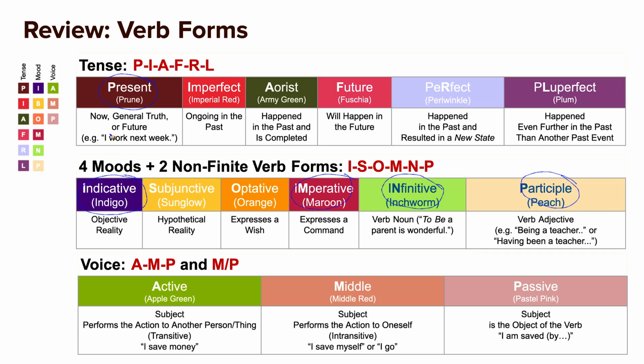So we have both tenses and moods, and I also put non-finite verb forms in here, as well as voice. Our tenses are present, imperfect, aorist, future, perfect, and pluperfect. And notice we had to use the R in perfect and the L in pluperfect because P had already been taken by present. So I like to remember this as P-I-A-F-R-L, 6 different tenses. Not all moods have all of these tenses, but the indicative mood, the one that describes objective reality, does have all these tenses. So that's the one with all 6.